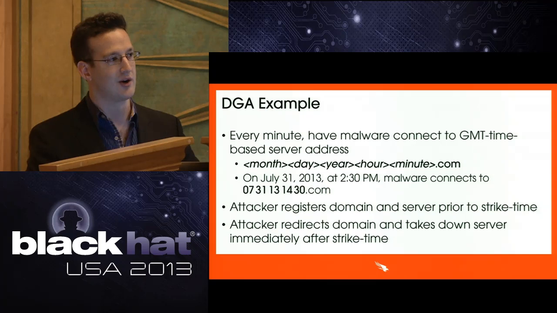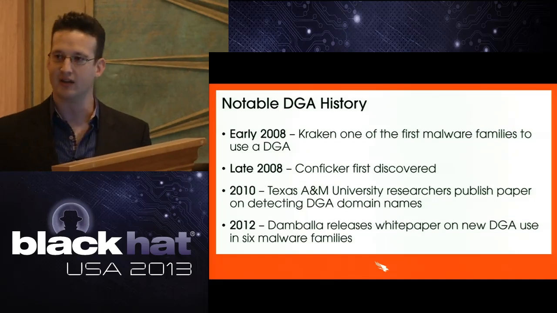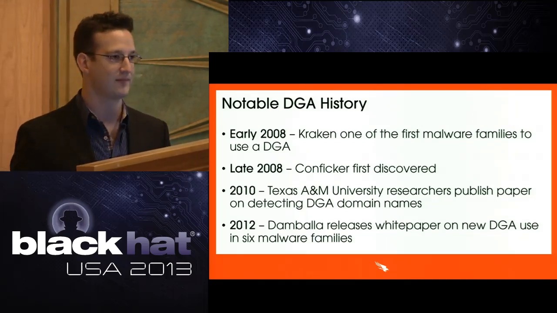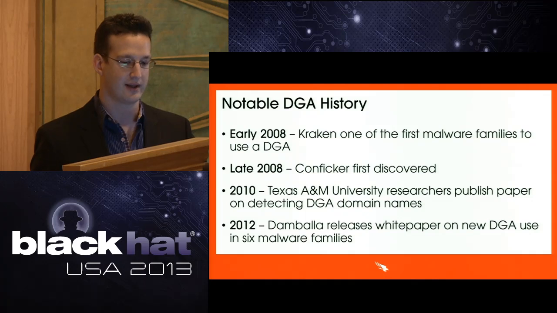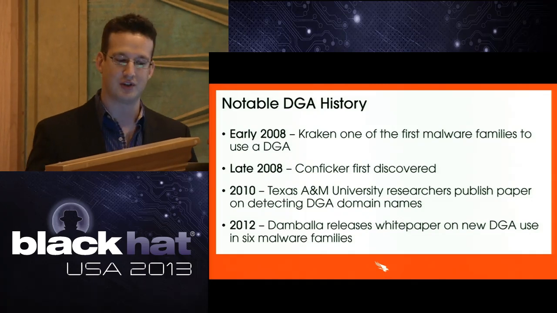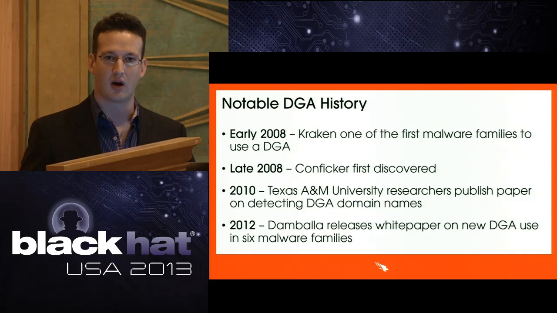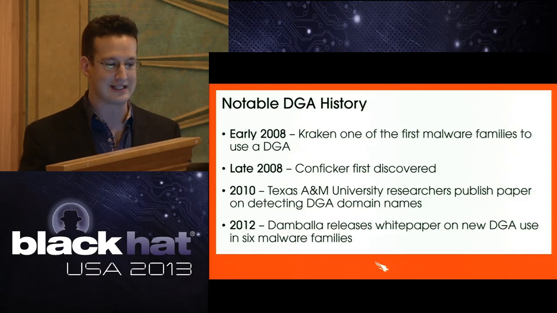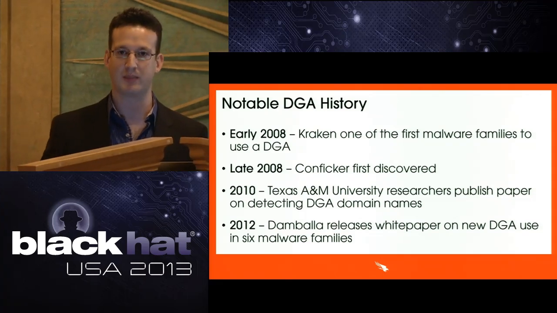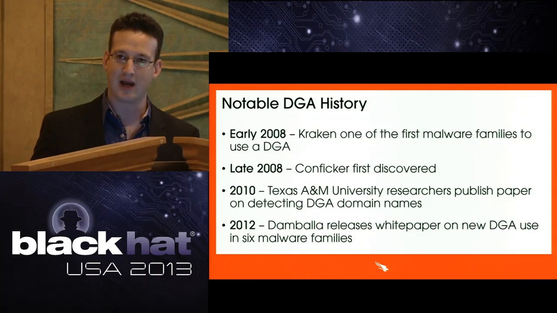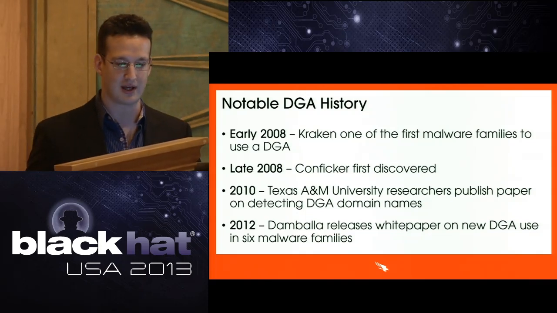Now DGA malware, though, is not exactly a new thing. Back in early 2008, Kraken was one of the first malware families to use a DGA. And a few months later, Conficker was first discovered, also using a DGA. But DGAs haven't been restricted just to Kraken and Conficker. Torpig and Ceeris are two other malware families that have also been known to use DGAs. In 2010, academia started to do some research on this and published a white paper. And last year, Damballa released a white paper on 6 malware families that use DGAs.